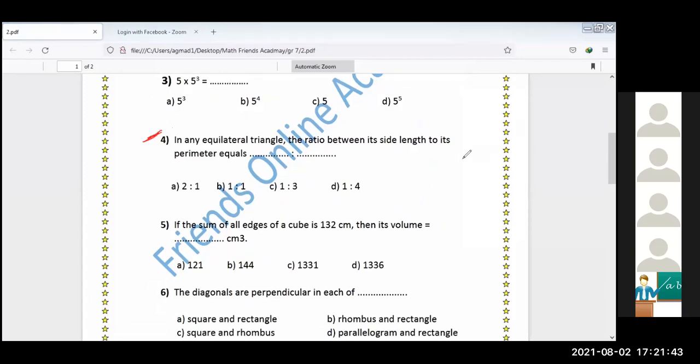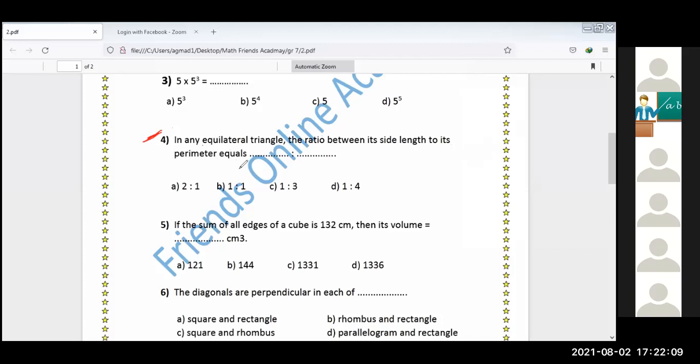Any equilateral triangle, the ratio between its side lengths to its perimeter equals what? The ratio of the side lengths and its perimeter. Okay, we are now in the equilateral. What do you mean by equilateral triangle, Hannah? Equilateral triangle, what is the meaning of it? Raise your voice.